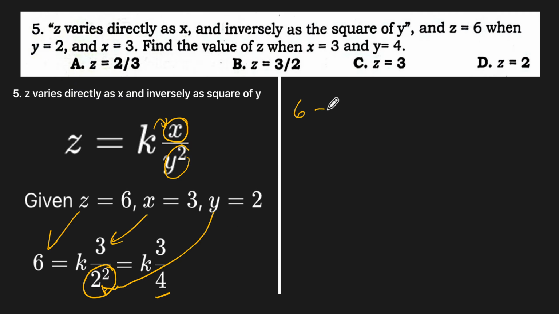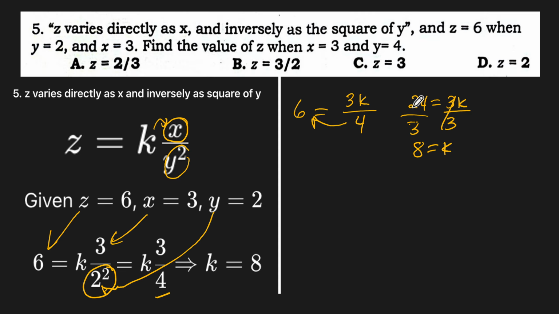Given the 6 equals, for example, we can have 3k over 4. You can use this alternative option, 6 times 4, that is equal to 24 equals 3k. And we divide both sides by 3, and then k would be 8. So just like we did here. Okay? Again, the constant of variation would be 8.